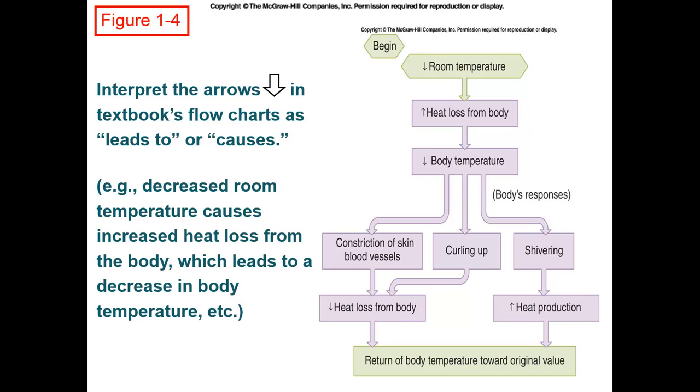You can curl up. You can shiver. There's a response. What are you trying to do? You're trying to get back to 98.6 or whatever your set point is. Everybody's is slightly different. The body sees that as a threat, okay? So, well, how do you do that? You do all of these things. These prevent heat loss. This is going to increase heat production. Eventually, you return. Everybody okay with that?